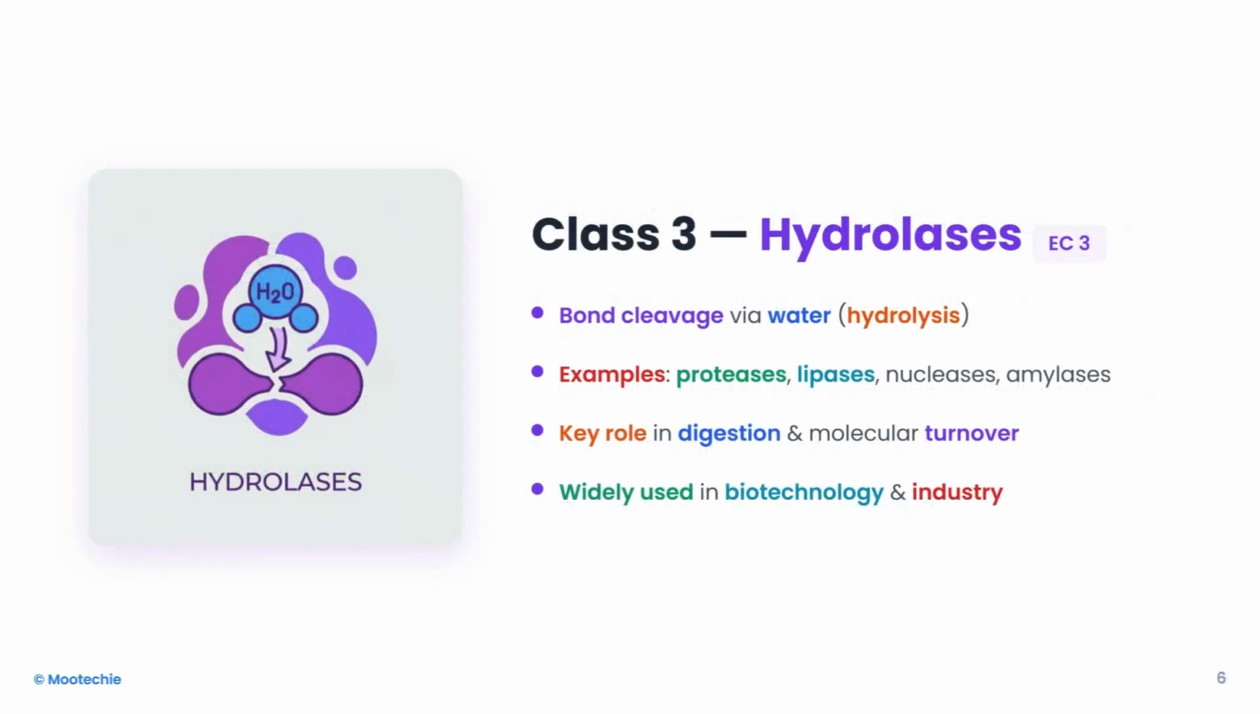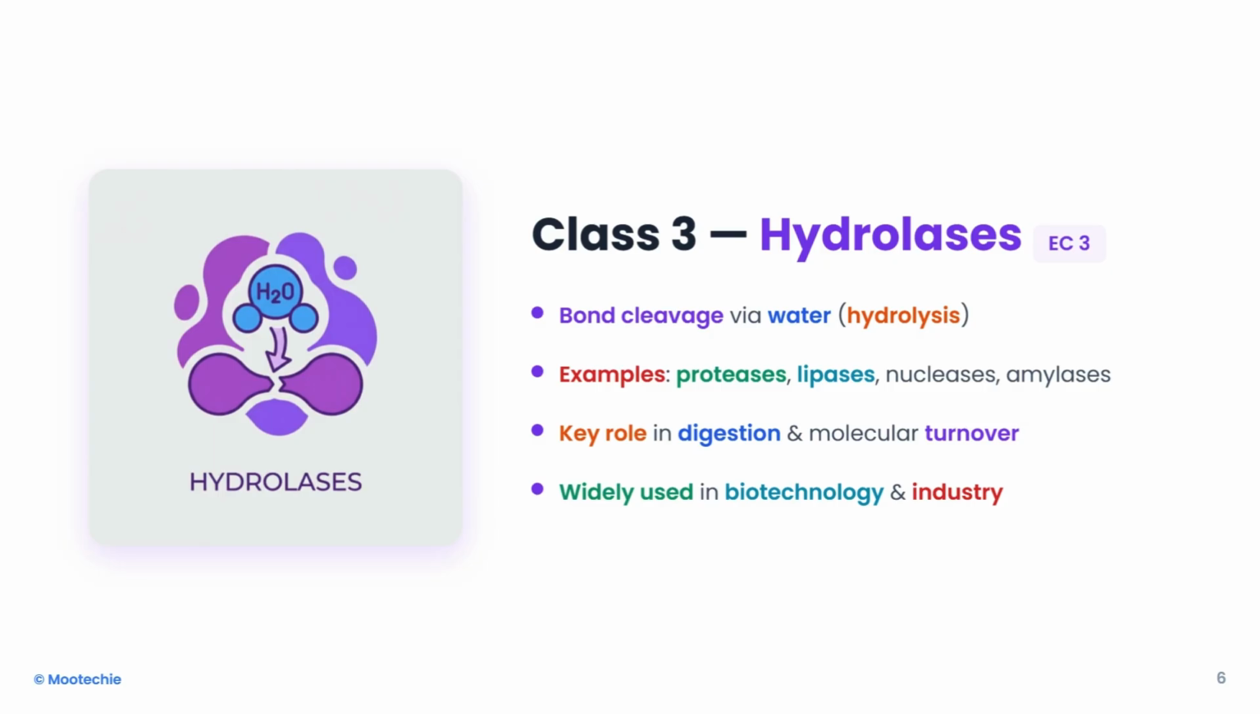Class 3, hydrolases. These enzymes cleave chemical bonds using water, a process called hydrolysis. You interact with these daily. Examples are proteases that break down proteins, lipases for fats, nucleases for nucleic acids, and amylases for starch. They have a key role in digestion and the general turnover of molecules in the cell. And they're also widely used in biotechnology and various industries. The slide features a simple, effective graphic of a water molecule, H2O, next to the word hydrolysis.